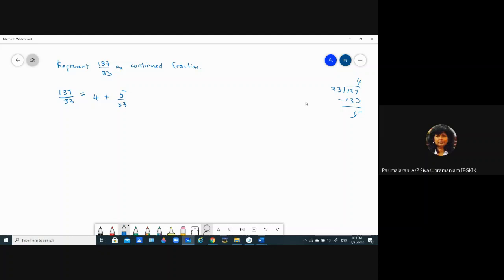Now we take the reciprocal of 5 over 33, so it becomes 33 over 5. When we divide 33 by 5, we get 6 plus remainder 3 over 5. Now take the reciprocal of 3 over 5, we get 5 over 3. 5 over 3 is 1 plus remainder 2 over 3. Take the reciprocal of 2 over 3, you get 3 over 2. This is 1 plus 1 over 2.